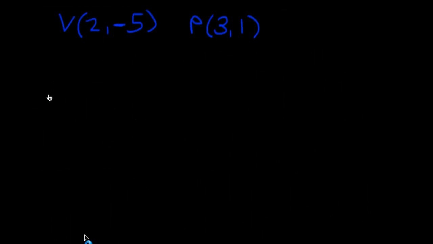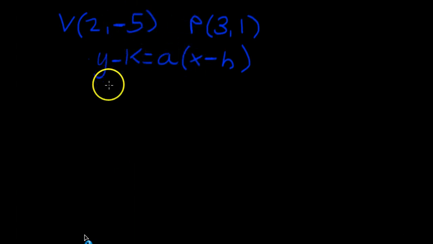Okay, this is the last example, and this one's a little bit different in that we're given the vertex and a point on the parabola. So let's recall the vertex form of a parabola, the general equation: y minus k equals a times (x minus h) squared, where the vertex is the point (h, k). So that means we can substitute in (2, -5) for the vertex. So y is at -5, so we're going to say y plus 5 equals a times (x minus 2).